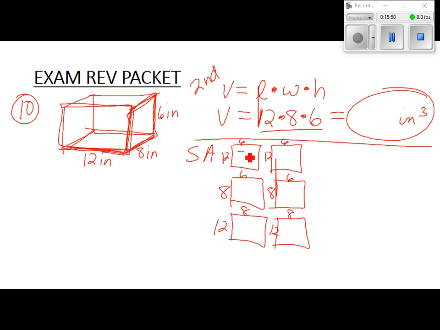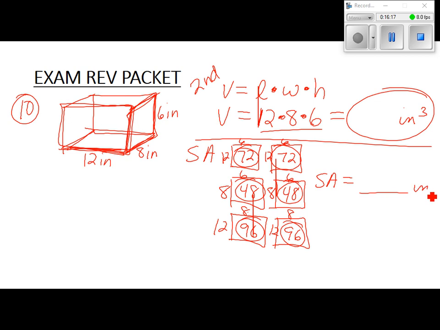6 times 12 is 72, so the area of that face is 72. The area of this face is 72. 6 times 8 is 48. That's 48 also. 8 times 12 is 96. That one's 96. And all we're going to do is add all of those answers up. So you can do that on your calculator, add them all up, and that's going to give you your surface area equals whatever you come up with, and your units are going to be inches squared.